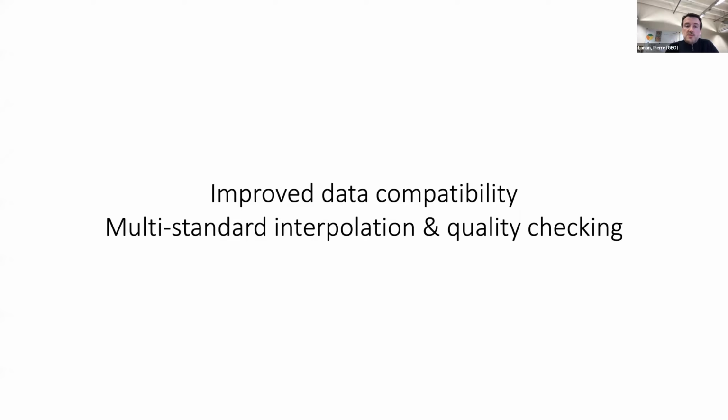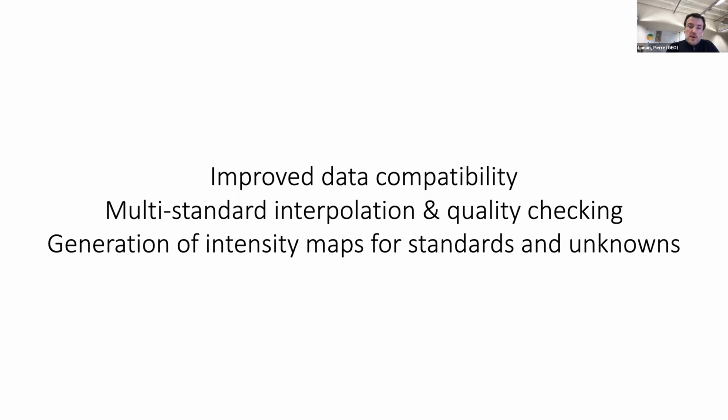We showed you that you can easily get multi-standard interpolation with different interpolation functions. You have a nice quality checking tool in the converter module to tell you how good or bad the session was. And then you can generate those intensity maps for standards and unknowns. And that's how we generate the maps that we're going to use in the next step for the map calibration.